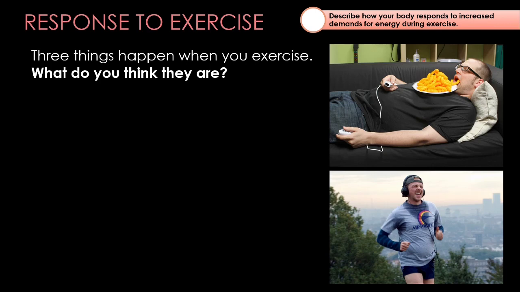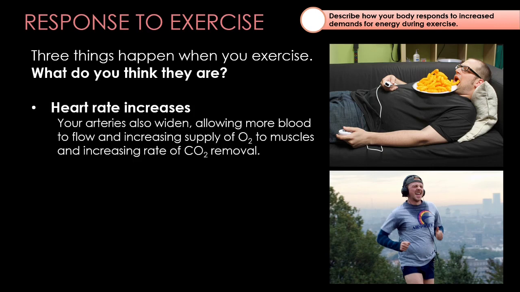The first thing that your body will do when you exercise is your heart rate will increase. So the amount of blood pumping through your veins and your arteries will start to go up. Your arteries actually will also start to widen. They'll start to dilate. They'll expand out to allow more blood to flow through. This means that you can get more oxygen to your muscles. And it also means that the carbon dioxide that your muscles are producing as the waste product of respiration can be taken away more efficiently.